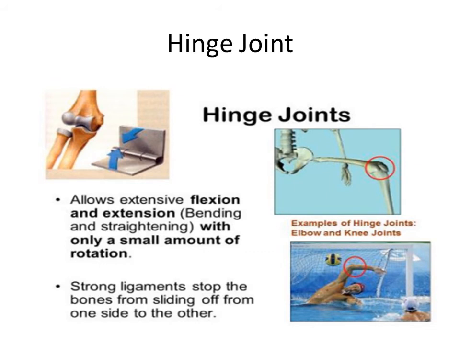Hinge joints. Hinge joints allow extensive flexion and extension, meaning bending and straightening, with only a small amount of rotation. This occurs because of the strong ligaments that stop the bones from sliding off from one side to the other. Examples of the hinge joints would be the elbow and knee joints.